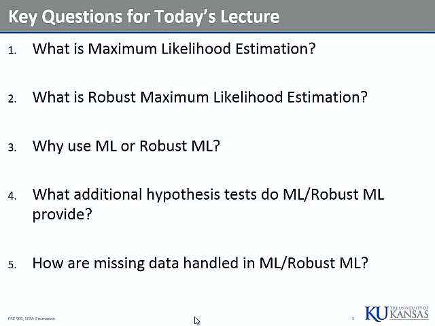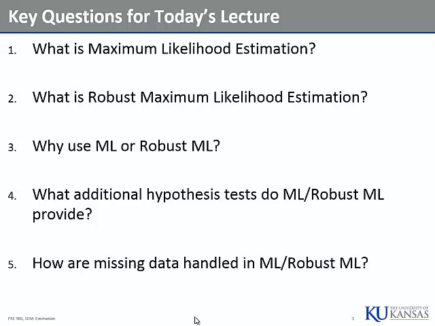So here's my questions for today's class. What's maximum likelihood? What is robust maximum likelihood? Why use either one of those? What additional hypothesis tests do ML or robust ML provide? And how are missing data handled in those?